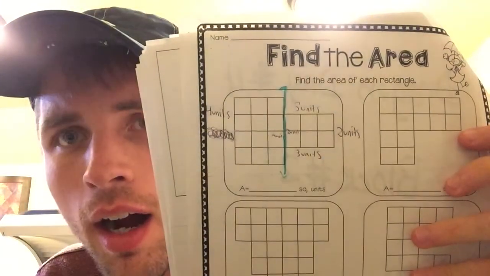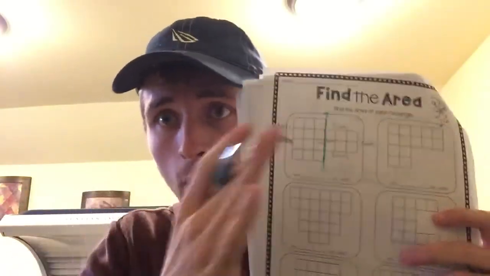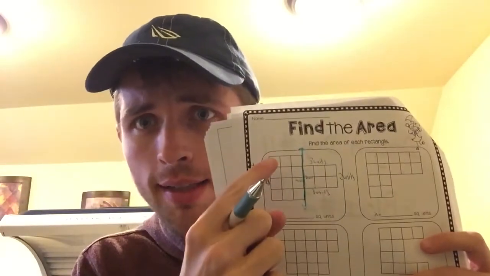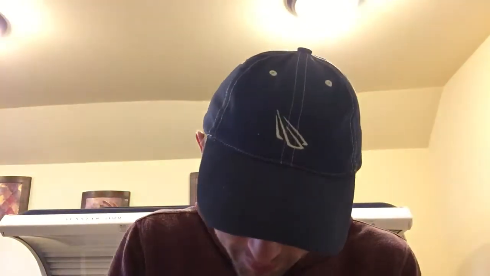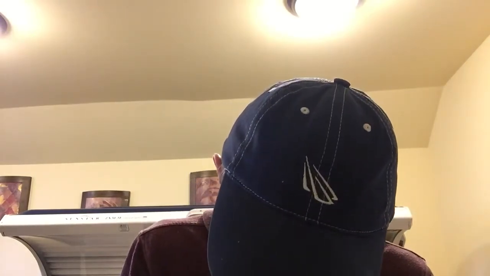Let's find our width. Width is how wide, so it's going to go left to right, across. 1, 2, 3 units. If it's 3 units up top, that means on the bottom it's also going to be what? 3 units, right? Do I have the dimensions of both shapes? Yes, I do, so I can move on to the next step.